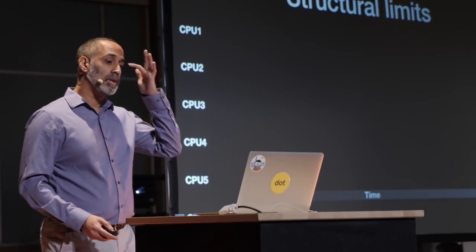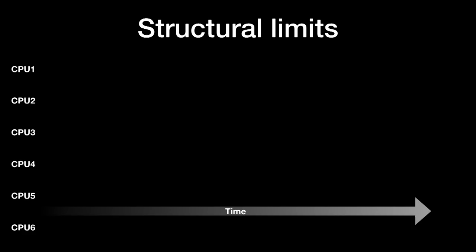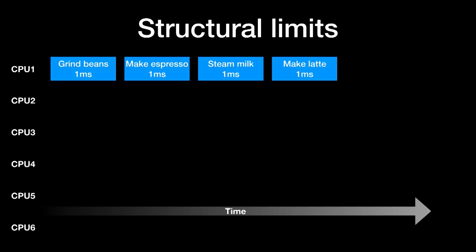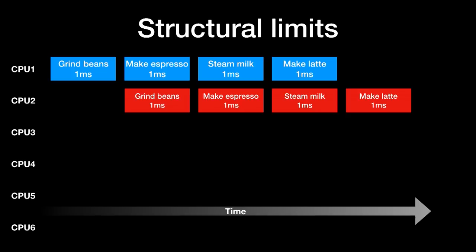To understand what's happening, let's model how this coffee making schedules onto CPUs. The first coffee runs on CPU 1, taking 1 millisecond per stage. The second coffee waits 1 millisecond to use the grinder and then can proceed in parallel on CPU 2.